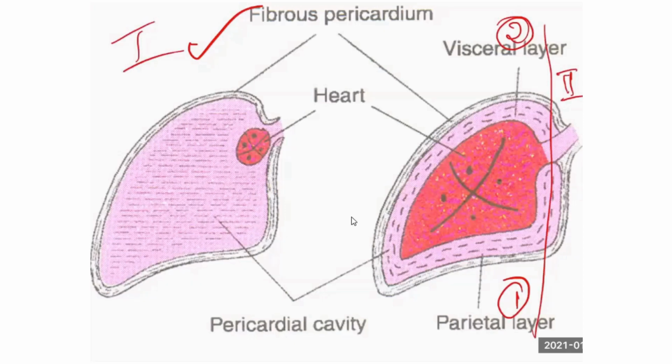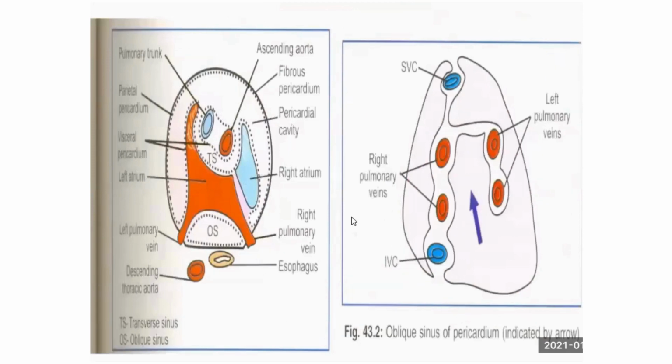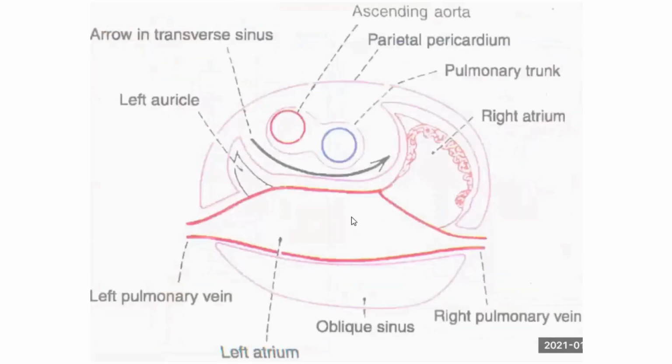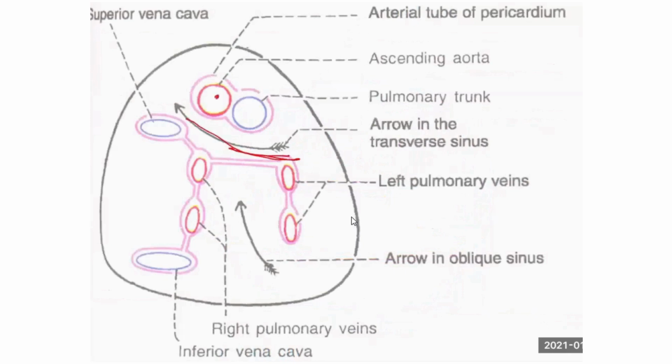We get some spaces within the pericardium, around the great vessels of the heart, that we call as sinus of pericardium. Now you see this is ascending aorta, this is pulmonary trunk. Am I right? Posteriorly it is pulmonary vein. So between this you get a space that is called as transverse sinus. That sinus is called as transverse sinus.